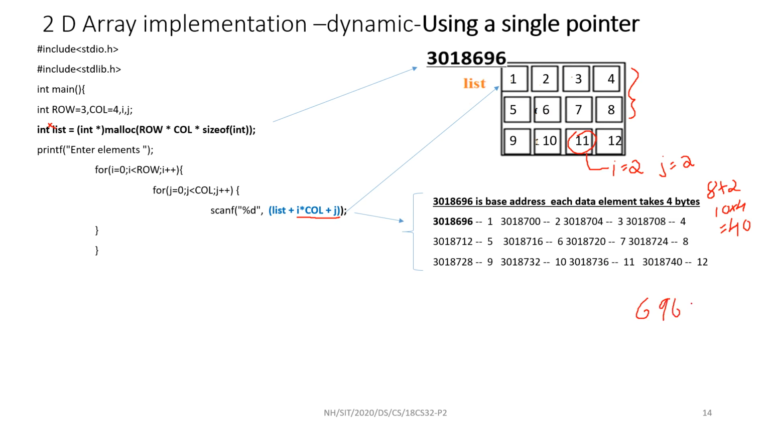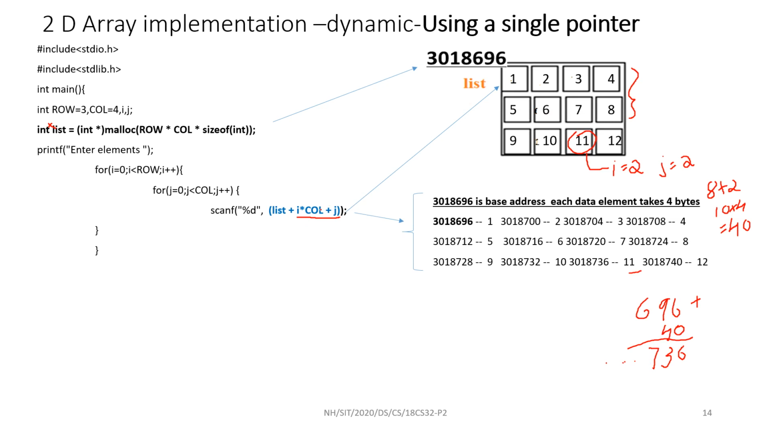696 plus 40, that is 736. This is the thing. In this way, the address is computed.